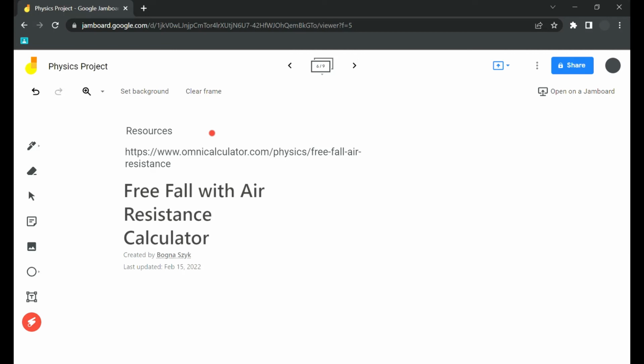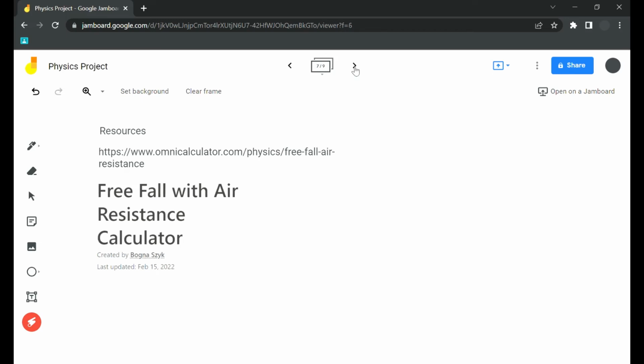This is the resource of the free fall calculator with air resistance. It's made by Bogdanasic, and it's uploaded on Omni Calculator.